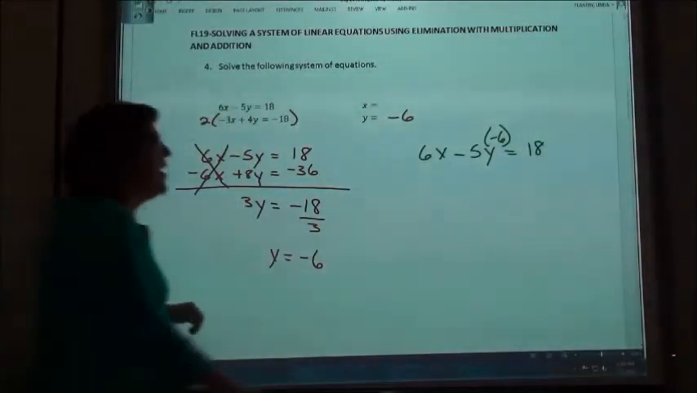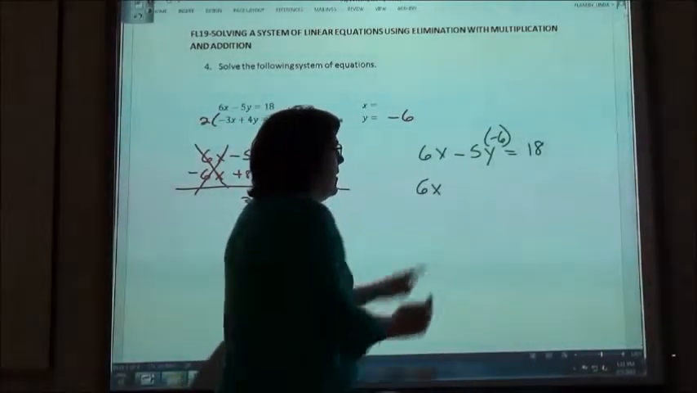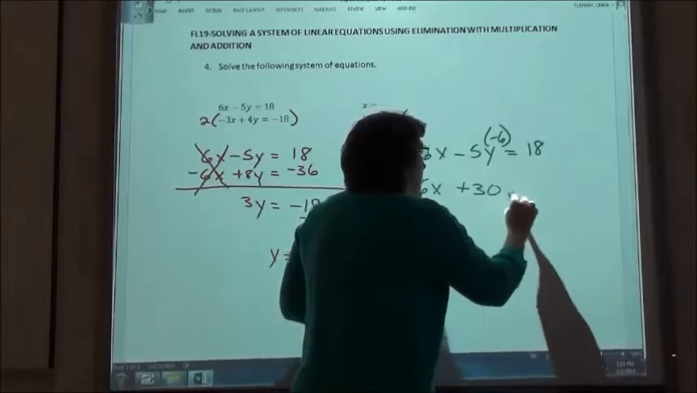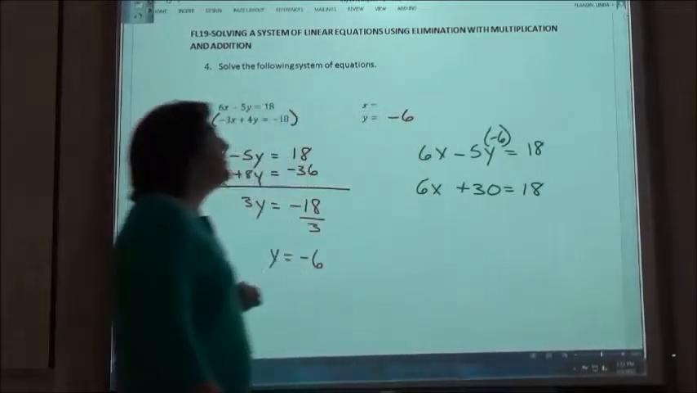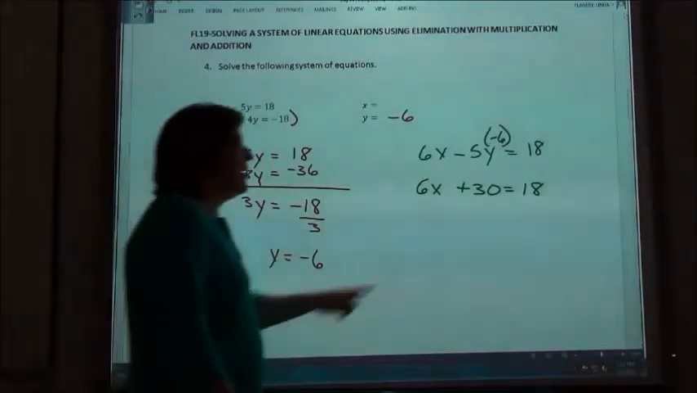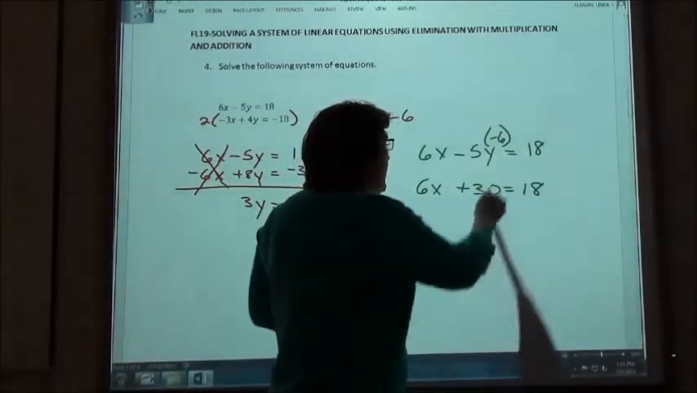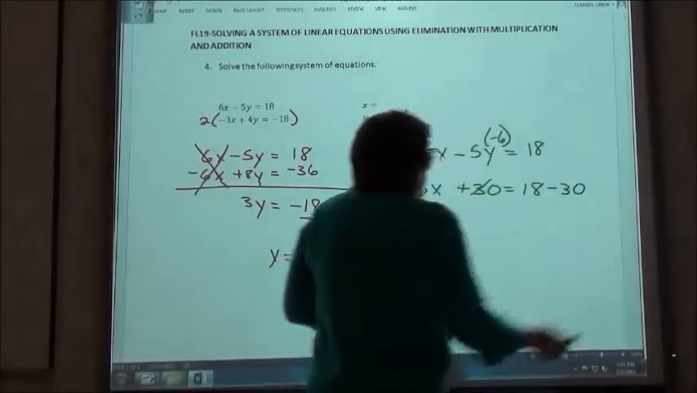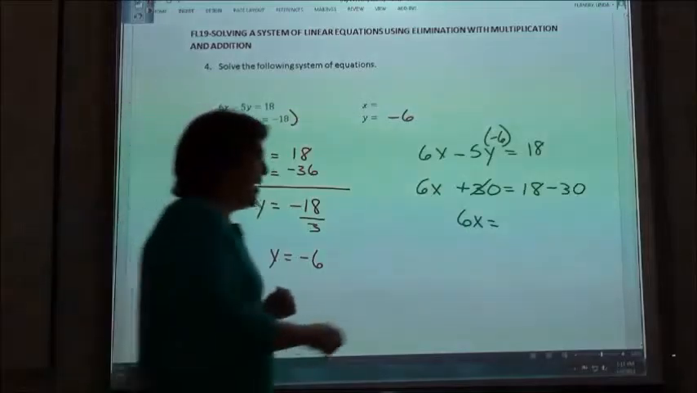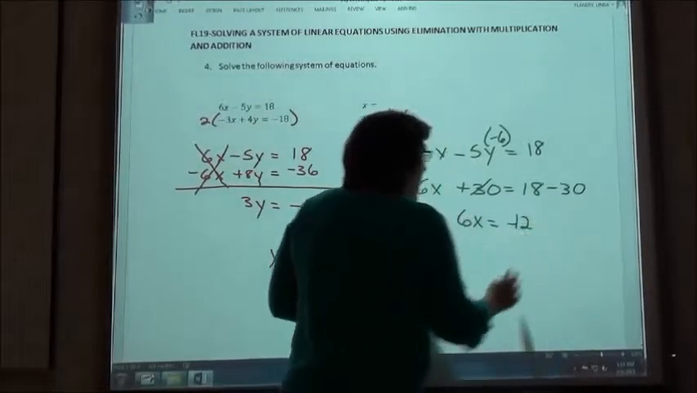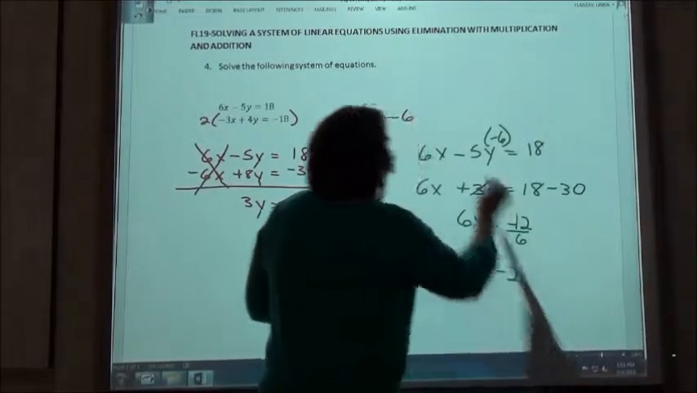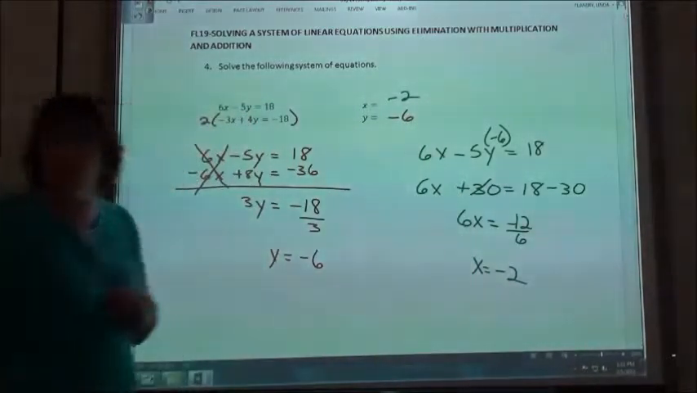So if I simplify that, negative 5 times negative 6 is positive 30. So I have 6x plus 30 equals 18. If I'm going to solve that, I've got to move my 30 to the other side. So I'm going to minus my 30. 6x then would equal negative 12. And then, of course, I have to divide by 6. So x equals negative 2.